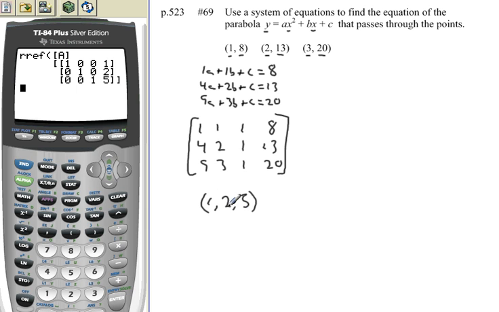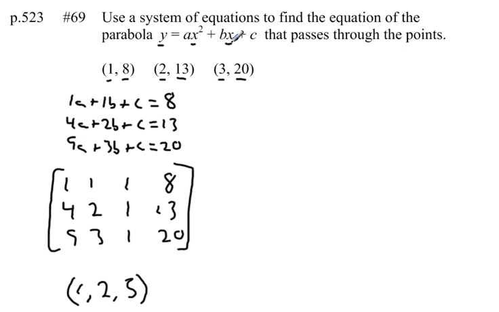Now careful, this point is not my solution. My solution is what I get if I plug 1, 2, and 5 in place of a, b, and c. So here's my equation. y equals 1x squared plus 2x plus 5. So there's the equation that has these 3 points on its parabola.